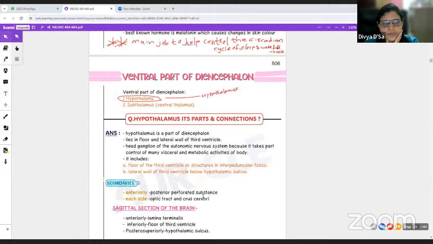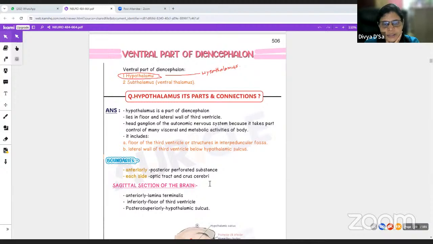Ventral part of the encephalon. Here it has the hypothalamus and subthalamus. So, hypothalamus, its parts and connections. What is the hypothalamus? The hypothalamus is a part of the encephalon. As the name says, it lies below the thalamus. That's why it is called the hypothalamus.